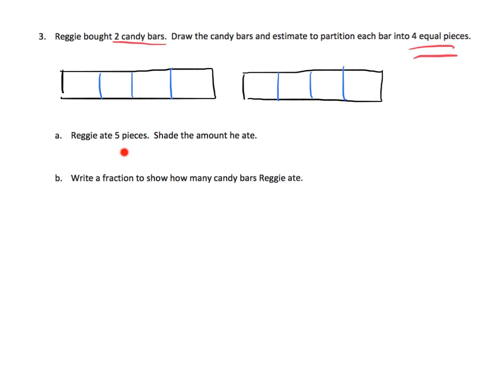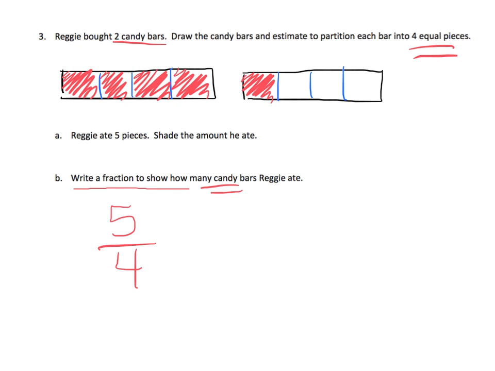And then part A. Reggie ate 5 pieces. Shade the amount that he ate. Okay, well, if he ate 5 pieces, it's going to be 1, 2, 3, 4, 5. And then the last question says, write a fraction to show how many candy bars Reggie ate. So he ate 5/4 candy bars.